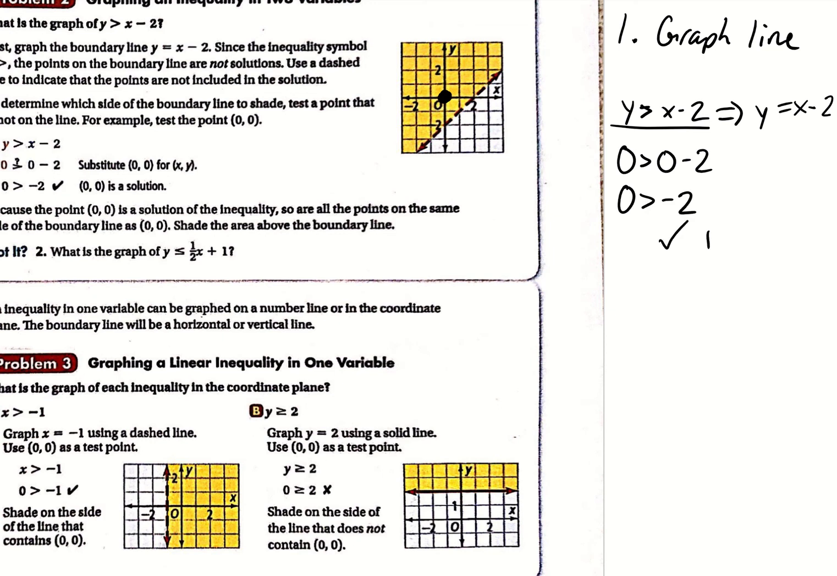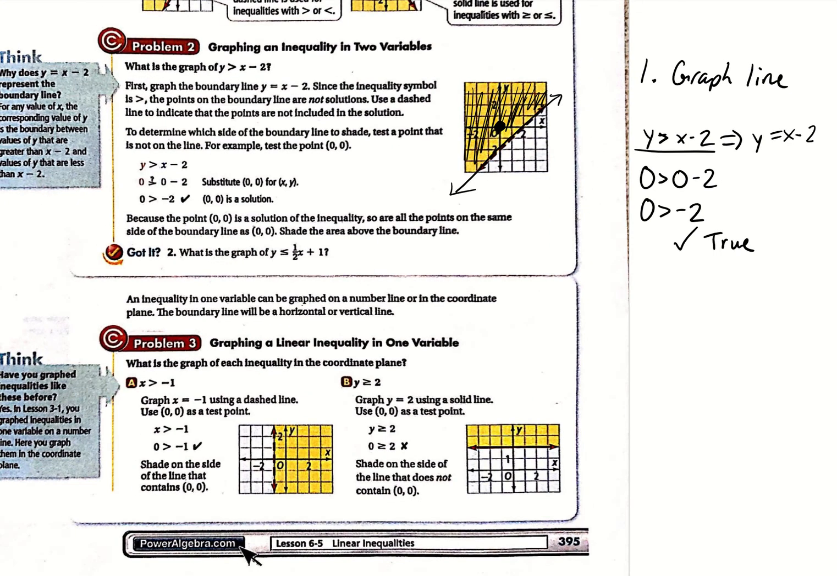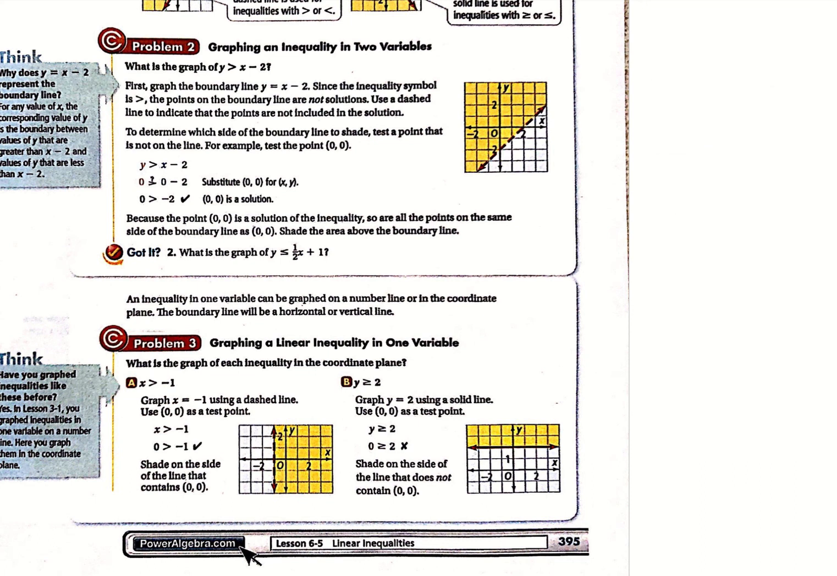This is true, okay? Because it is true, you want to shade the portion of the graph that has that point in it, okay? So since for this graph here, the origin or the point that we checked out is above that line, we're going to go ahead and shade everything above the line. All right, and that's really all you got to do when you graph these, okay? So go ahead, just on your own in your notes, try out Got It problem 2. Go ahead and graph that on your own. And then once you do that, we'll go ahead and move on again.